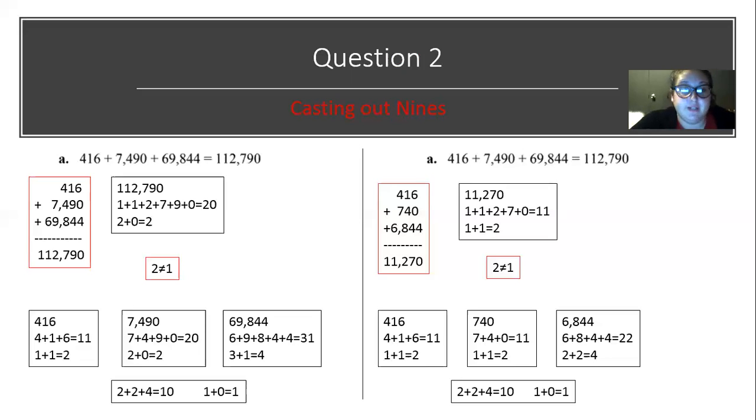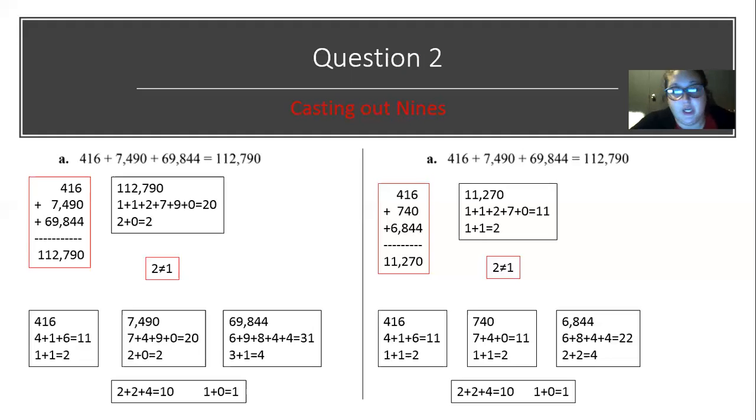So in 7,490, we're going to just take out that 9, pretend it never existed. Okay, and so then we've got 740. So when you add up those digits, you're going to get 11, and 1 plus 1 is 2. So that's giving you the same answer without using the 9 as it did with that 9, because on each side you got 2 as your single digit answer.